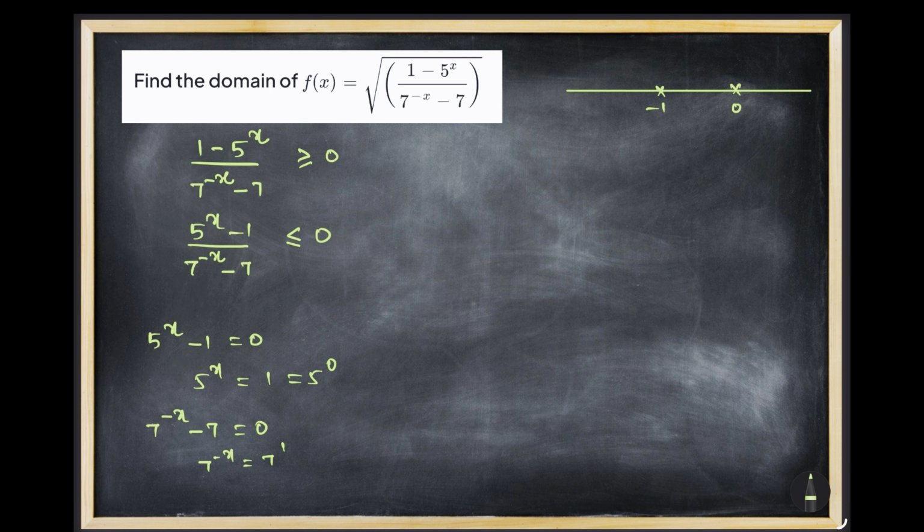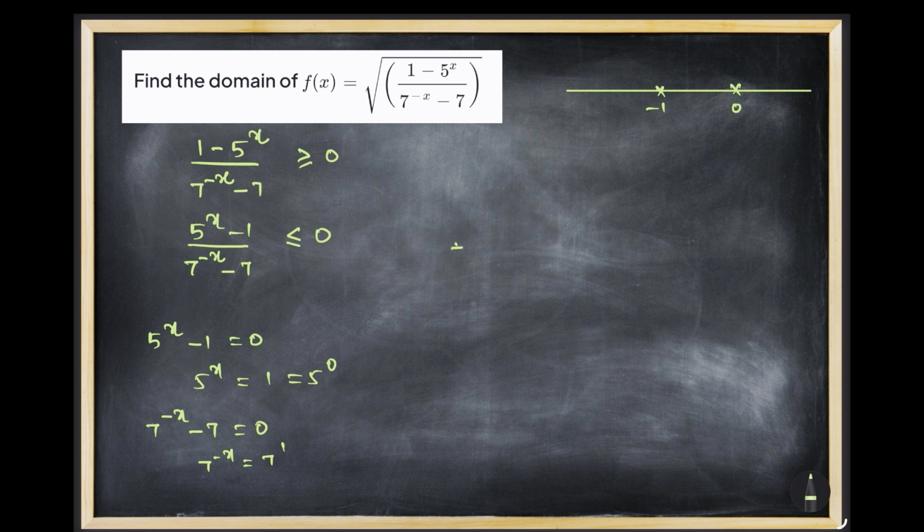Now you have to find out the change of sign. And the answer will be the negative region, okay? Because you have started from here. So the negative region is the required answer. Now suppose I have taken a number in this region, and that is 1. So if x is 1, 5^1 will become 5, and 5 minus 1 will become 4.